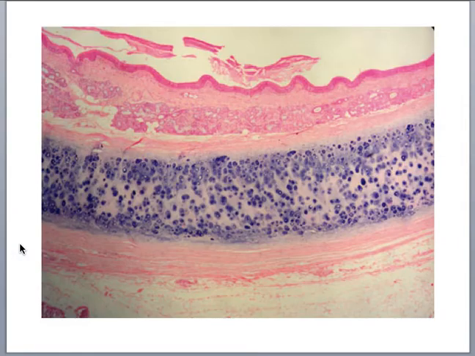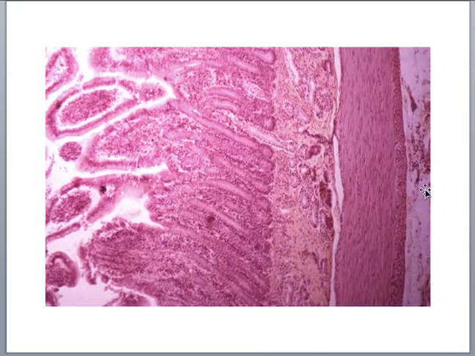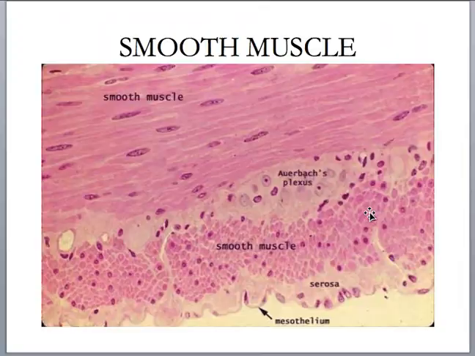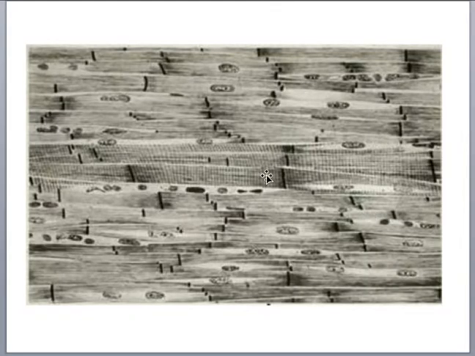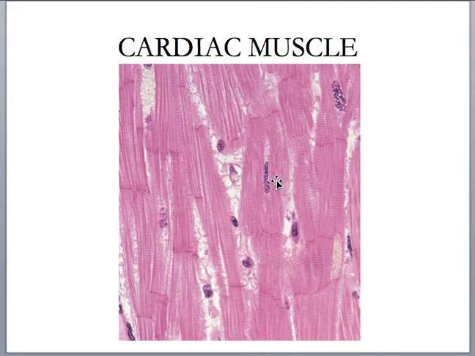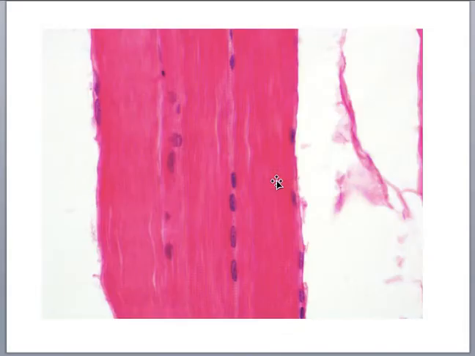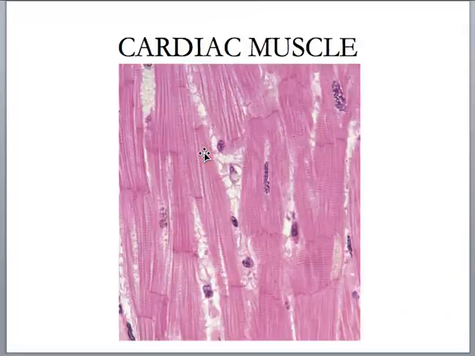So if I have the pointer here, the specific would be smooth, the general would be muscle. If I have the pointer here, the specific would be cardiac, the general would be muscle. If I have the pointer here, the specific would be skeletal, the general would be muscle.